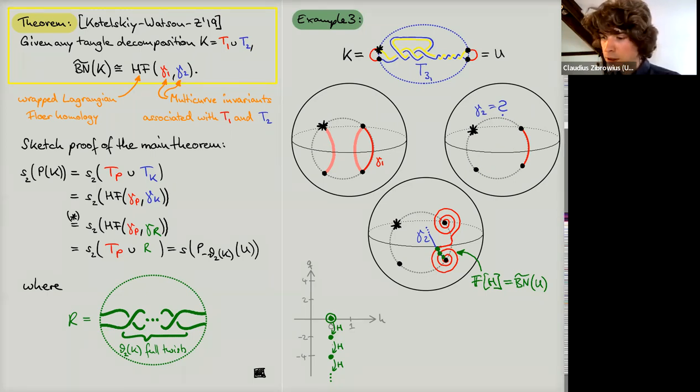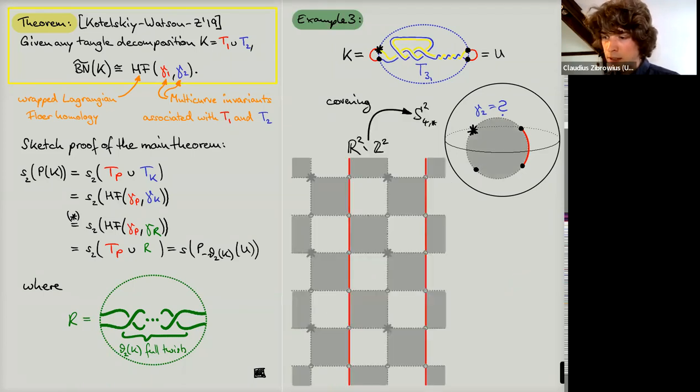And this puts very strong restrictions on what the multicurve invariants can look like in general. To see this, it's best to look at a certain covering space of the 4-punctured sphere. This covering space is just the plane minus the integer lattice points. You can think of it as taking the 4-punctured sphere and the 2-fold branched cover at the 4 punctures. That's the torus. Now you take the universal cover of the torus and then cut out the integer lattice points. So the preimage of this gray circle here are the gray squares in this picture down here.